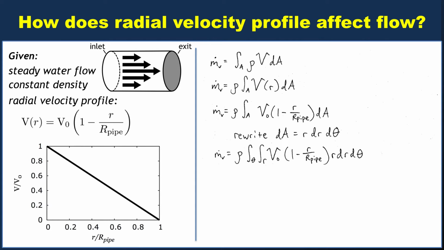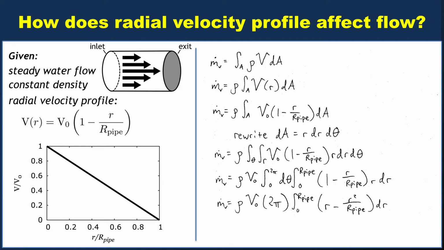So let's separate out the theta integral and the r integral, which we can do because, remember, the velocity profile only depends upon r. So one of those two integrals is very easy. It's the integral from 0 to 2 pi of d theta. That's just going around the whole circle. That'll turn out to be 2 pi, so we'll pull that out front. And now we just have a relatively straightforward integral of the quantity r minus r squared over r pipe dr. I just pulled that r from the differential into the expression in parentheses.